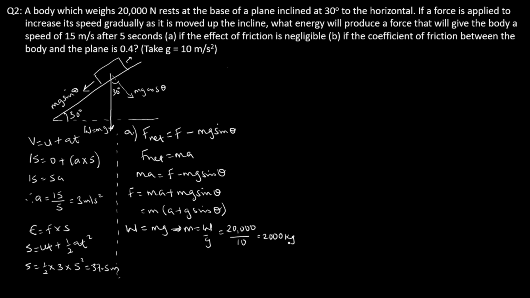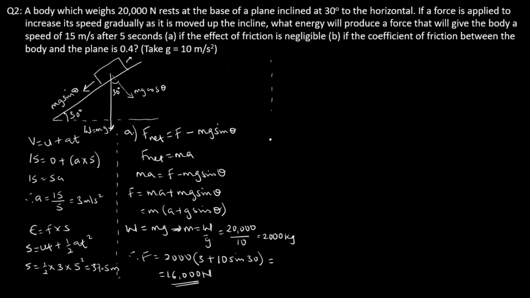2,000 kilograms. So let's put that now in this expression. As such, we have that the force is equal to 2,000 into a. We found a to be 3, so 3 plus our g. We're told to take g as 10, so we have 10 sine 30. If you punch your calculator, you will get the value as 16,000 newtons. That's the force that we'll need to apply if there is no frictional force.